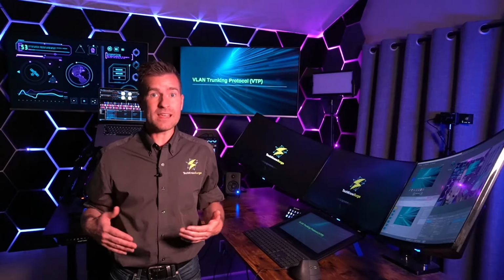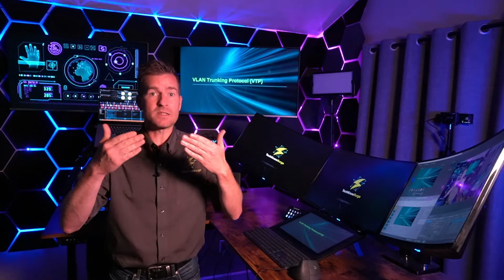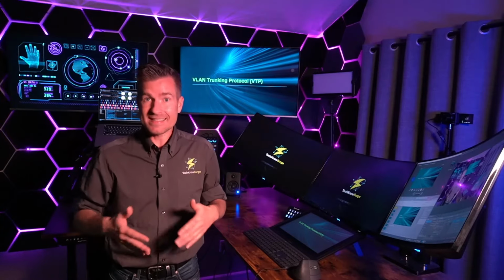VTP is a way that we can configure VLANs on a single switch and then have those VLANs propagate to all other switches within a domain. And it's a quick and easy way to administer a whole enterprise network.